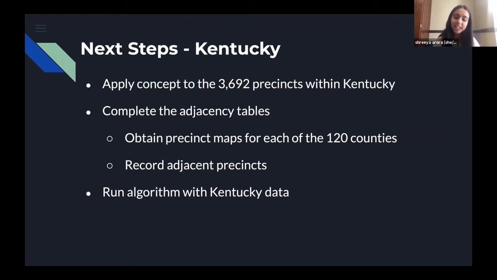We have to contact the city clerk for most of these counties and figure out how to obtain their precinct maps, either online or by scanning in a physical copy. And then we go through each precinct map, figure out which ones are adjacent, how they relate to other districts and their precincts, and then we record these in an Excel spreadsheet. So once we're finished with this, we're going to actually run the algorithm with Kentucky data.